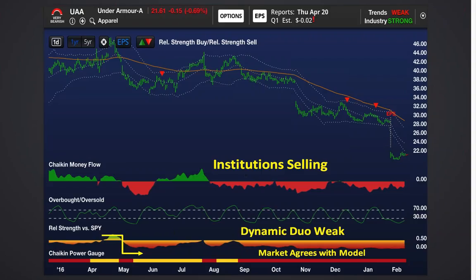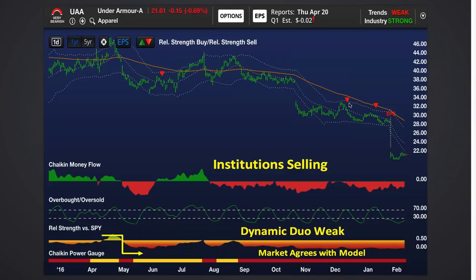And look at what the institutional selling has been like as the stock was going sideways to up here in August, September, and October. Somebody knew something. So you had the dynamic duo weak. That means the power gauge and relative strength were red. The market is agreeing with the model. Marty Zweig would be smiling down on us.